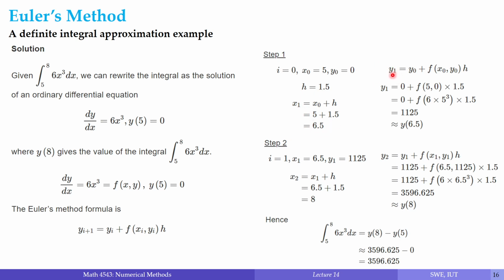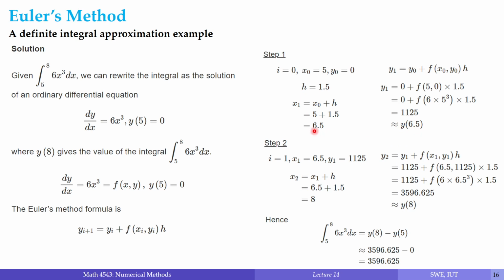Now we need to approximate the value of y1, right? So in order to come up with the approximation, let's apply Euler's method formula. We say, okay, y1 equals y0 plus f of x0 comma y0 times h. Okay, so if you plug these values into your calculator, you should get a value of 1125. We say that this is an approximation of my antiderivative's value at the point 6.5, because our x1 value is 6.5.